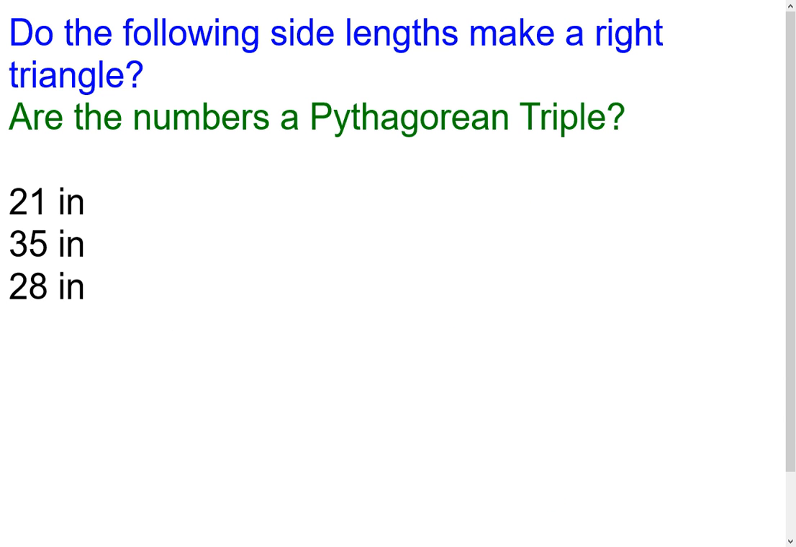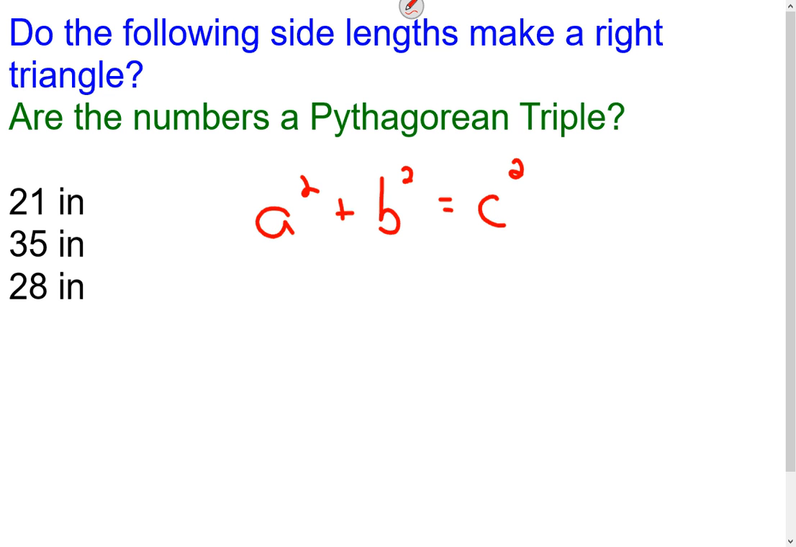So I have an example here. I give you three sides of a triangle, 21 inches, 35 inches, and 28 inches. And I have two questions. Will those three sides make a right triangle? And then, are those three sides a Pythagorean triple? So, in order to see if this is going to make a right triangle, I just use the Pythagorean theorem, or what most people think of it as a squared plus b squared equals c squared. And I put those numbers in. Now, I'm going to write this down first.